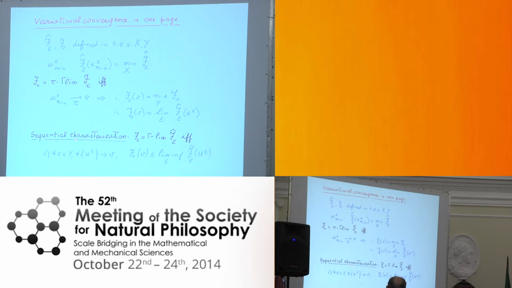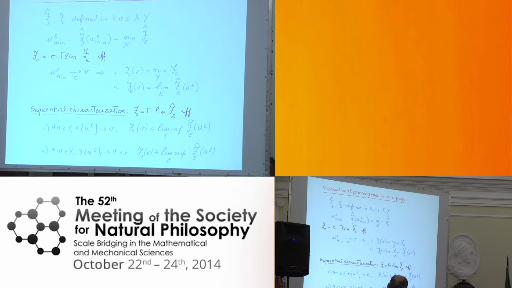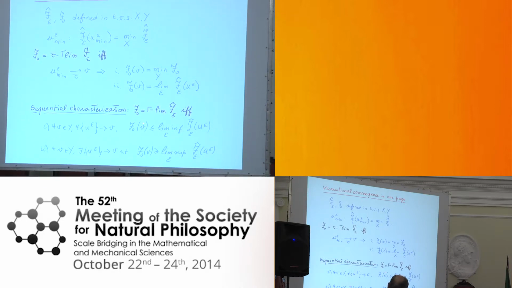The first is written here. For any V, there is a sequence U epsilon converging to V in the topology tau, such that F0 of V is less or equal to the liminf of F epsilon evaluated at U epsilon. And this is the first condition. And the second is the requirement that for any V in Y, there is a sequence converging to V such that the reverse inequality is valid, so F0 of V is greater or equal to the limsup of F epsilon of U epsilon.